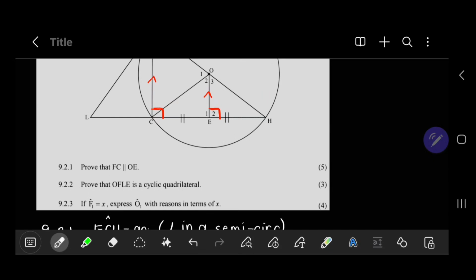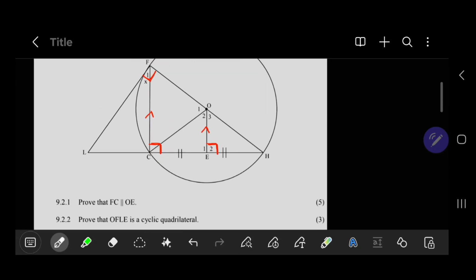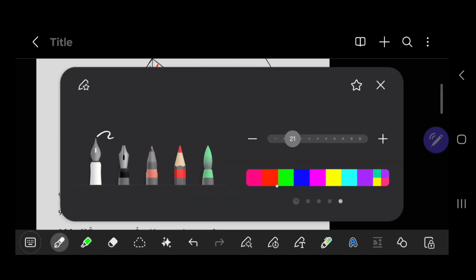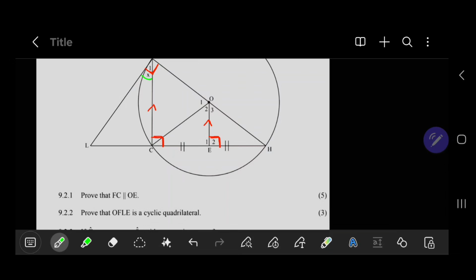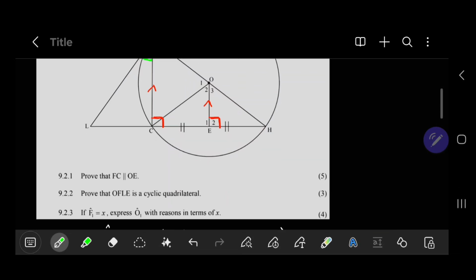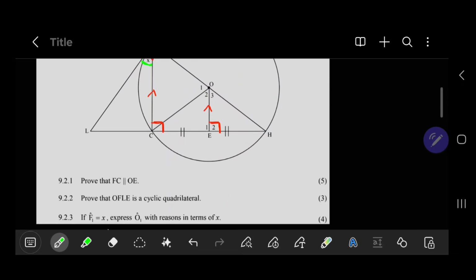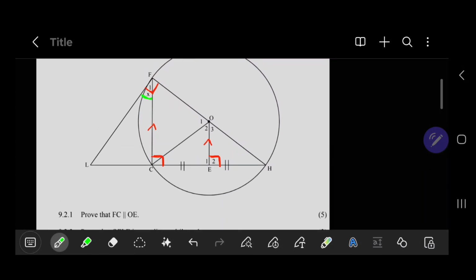Now we've got 9.2.3, which says if angle F1 is equal to x. Let's find that on the diagram. So here is angle F1, which is x. We can see that. Express angle O1 with reasons in terms of x. So we need to get angle O1 in terms of x. Now you guys need to notice something. When we look at angle F1, this angle lies between the tangent and between the chord FC. So you guys, this is actually the tan chord theorem that we're going to use.